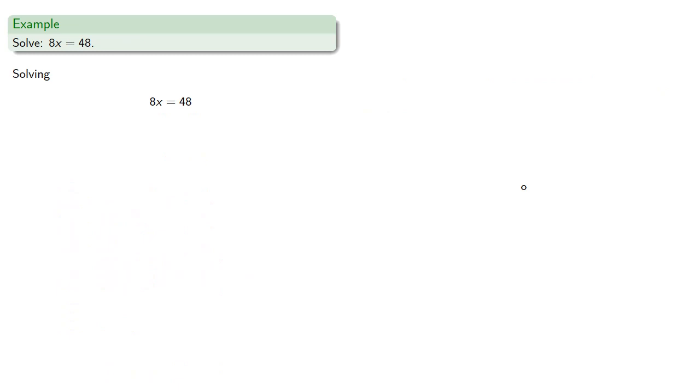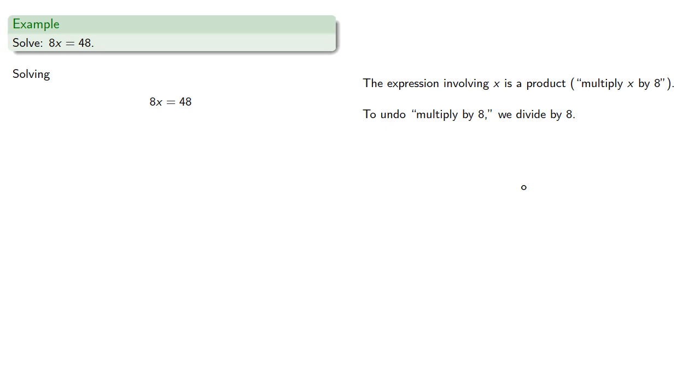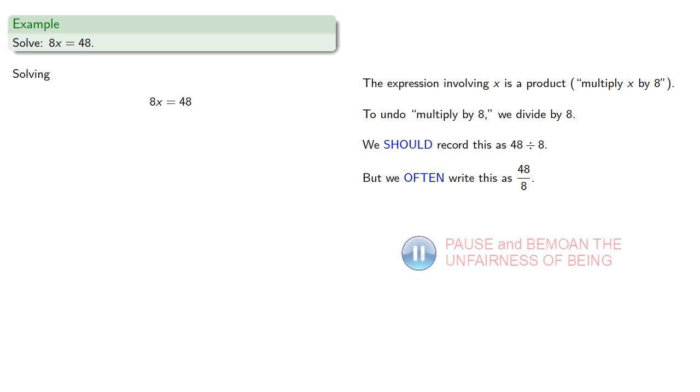Or we could solve 8x equals 48. The expression involving x is a product. Multiply x by 8. So to undo a multiply by 8, we divide by 8, and we should record this as 48 divided by 8. But we often write this as a fraction like 48 eighths.